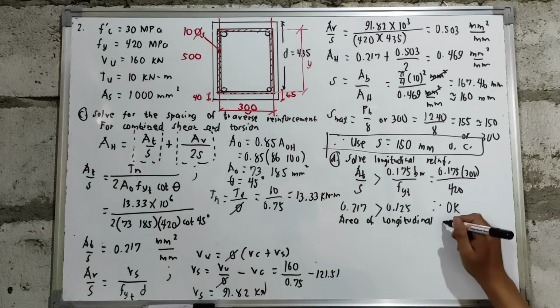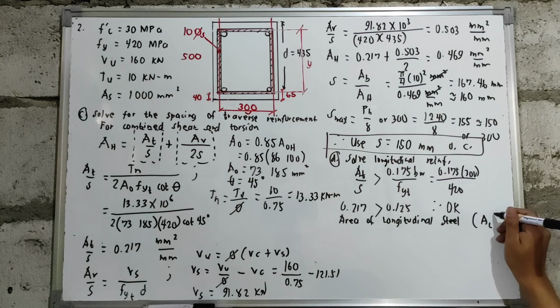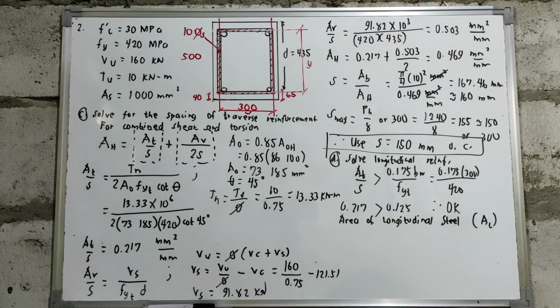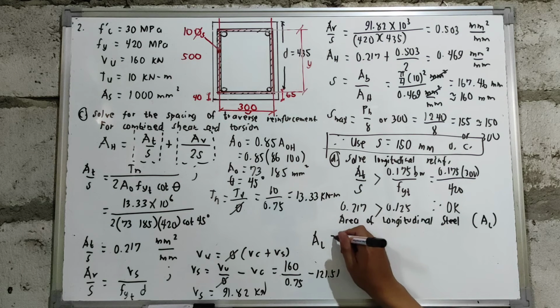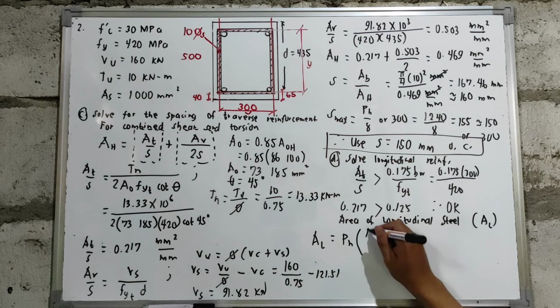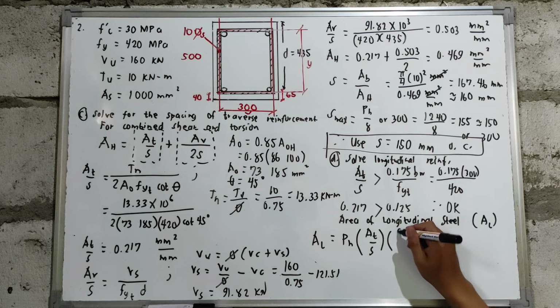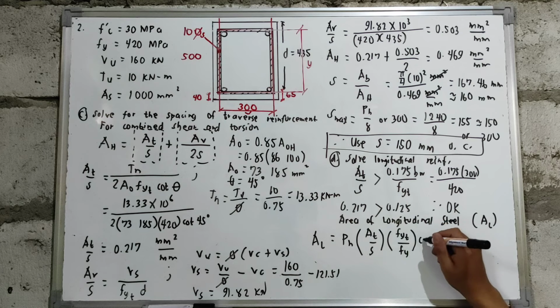So ito yung total area ng longitudinal steel bars natin, denoted by A sub L. So sir, what will be the formula for that? So A sub L, that is simply equal to pH multiplied by yung A_t/S na na-compute natin kanina, multiplied by Fyt/Fy, multiplied by cotangent squared theta.